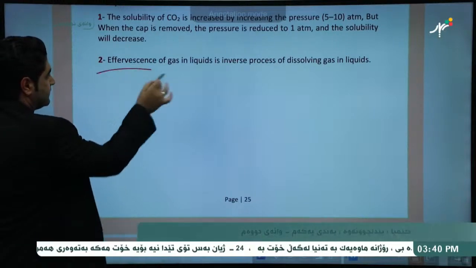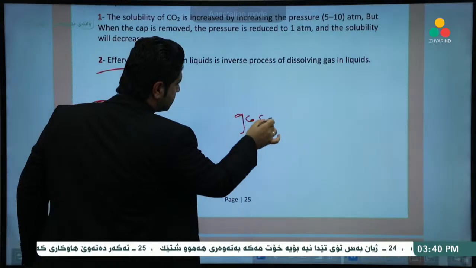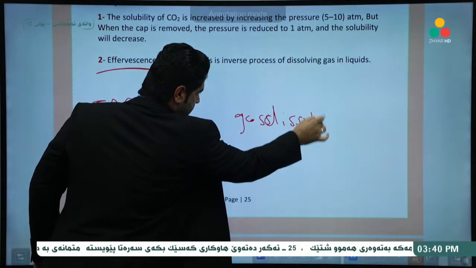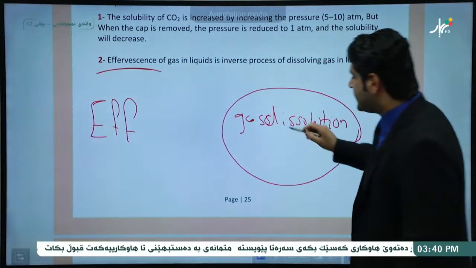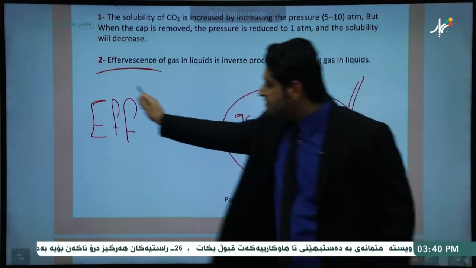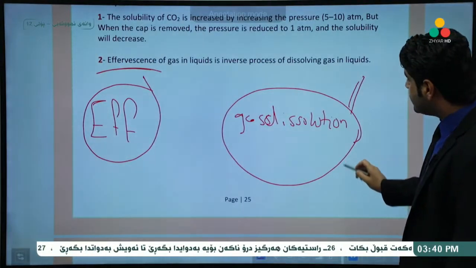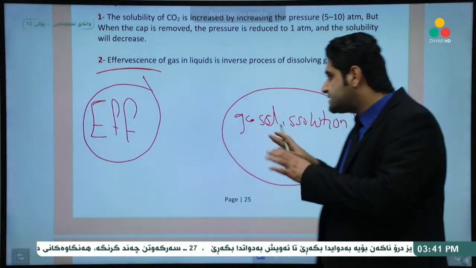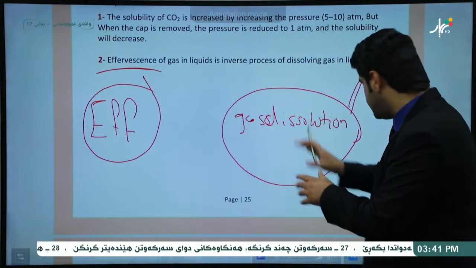Look, I'll show you something. This is effervescence. And here we have gas dissolution. Increasing pressure increases gas dissolution, so effervescence decreases. But what will happen if we decrease the pressure? Gas dissolution decreases and effervescence increases. So there is an exactly inverse relationship between them.